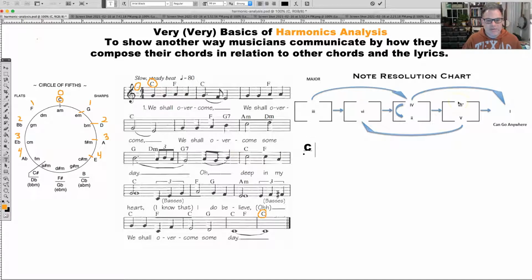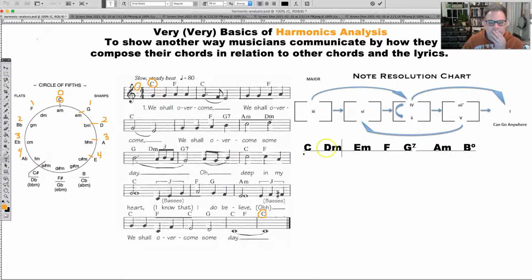So C, D minor, E minor, F, G7, A minor, and B. And this is actually a diminished chord. The 7th becomes like that.